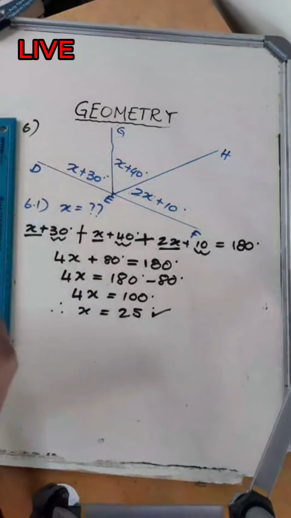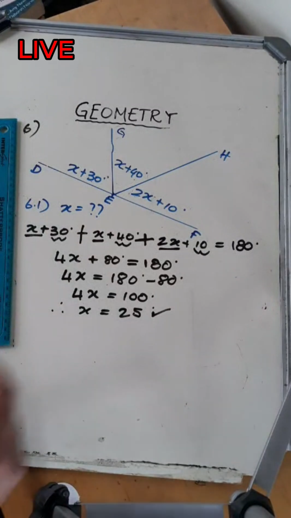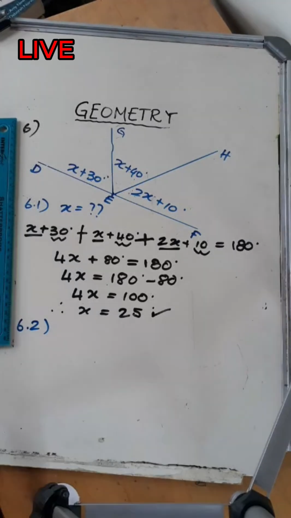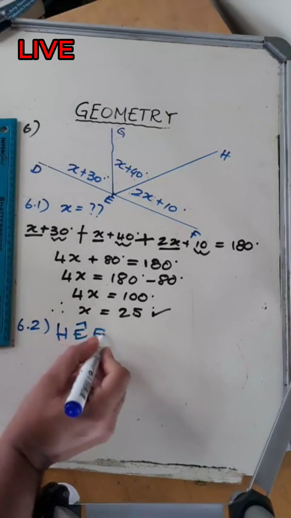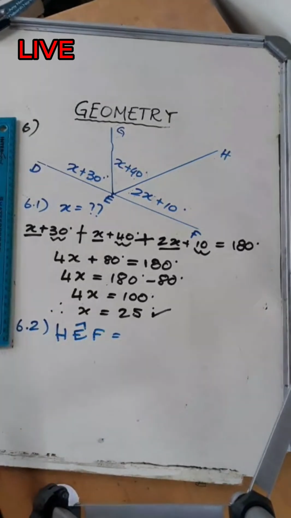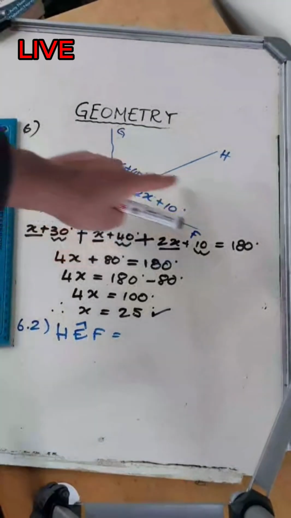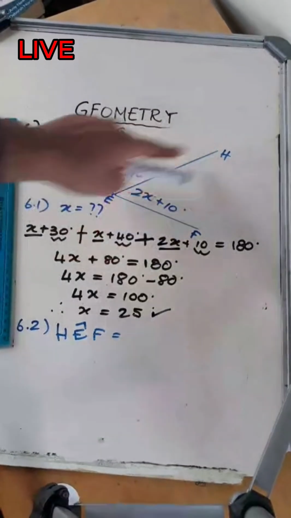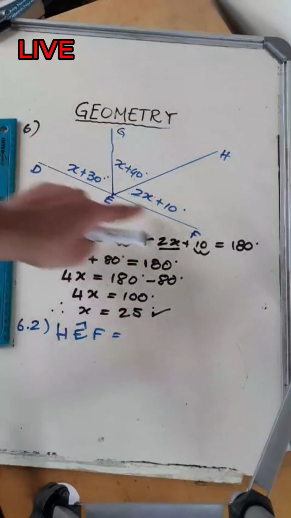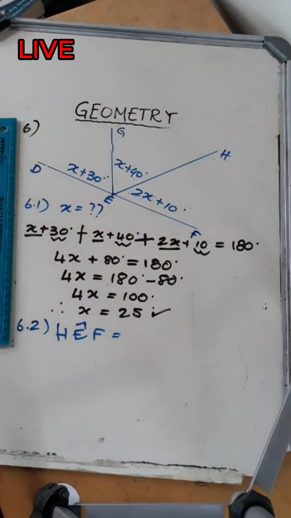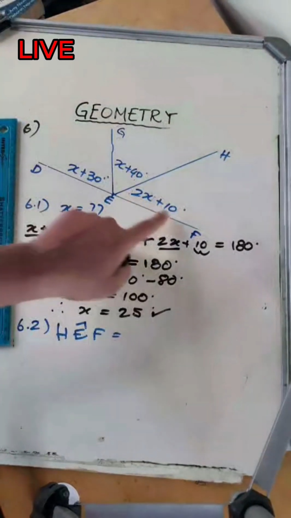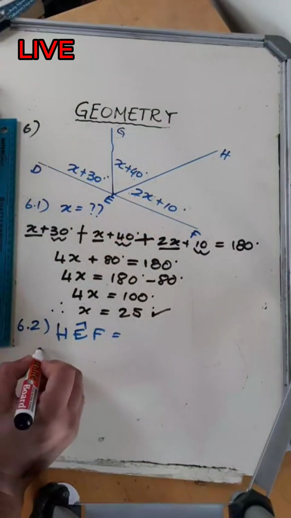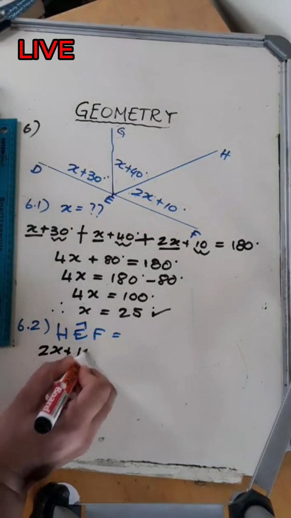So the final question, question 6.2. They want us to calculate the value of angle HEF. So they ask us, what is the value of this angle here? Angle HEF, okay, that's the meaning of that. So as you can see, it's given that this angle is equal to 2x plus 10.